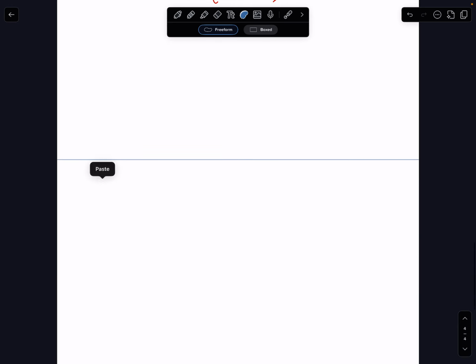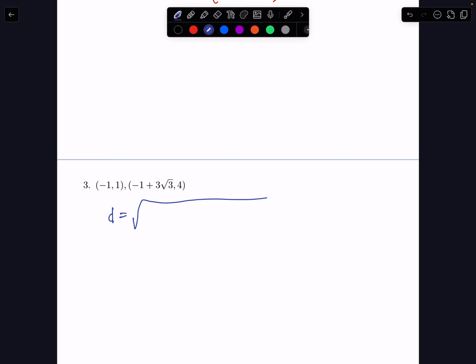Let's do the next page. Okay, problem 3, same thing. Let's do distance first, and we'll use the darker color for distance. Distance is the square root of, we'll skip the formula and just go straight to the actual numbers now.